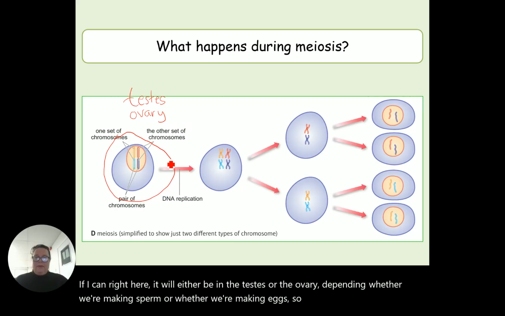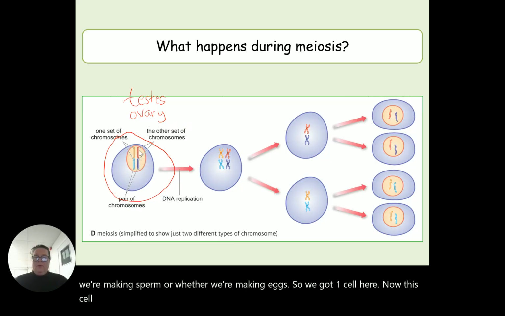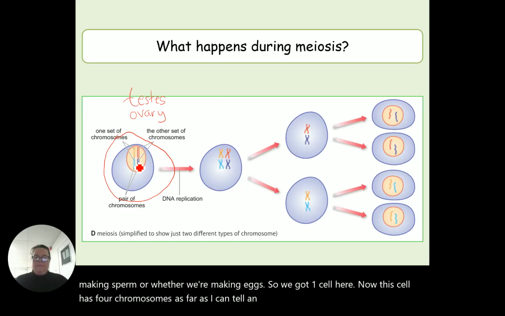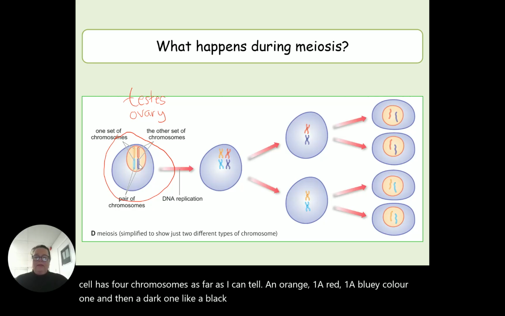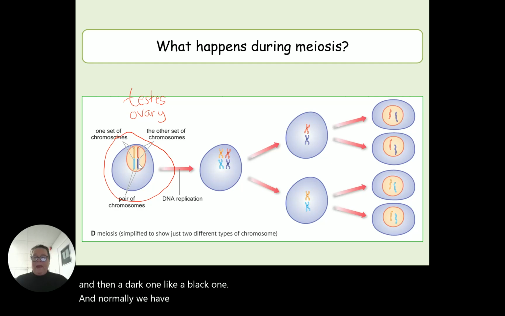So we've got one cell here. Now, this cell has 4 chromosomes. As far as I can tell, an orange one, a red one, a bluey colour one, and then a dark one like a black one. And normally we have 23 pairs or 46. In this diagram we've got 4 or 2 pairs because it would be impossible to draw.